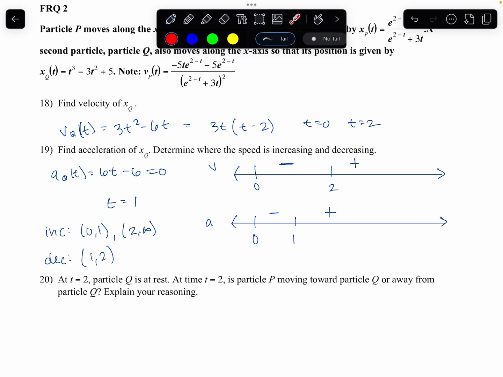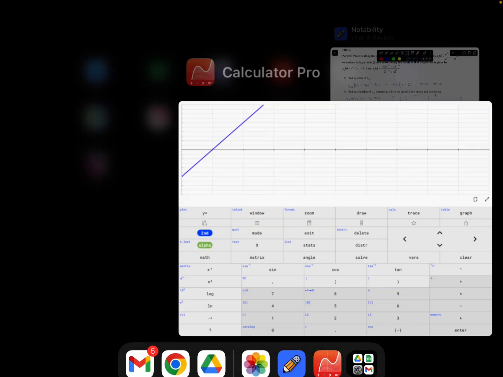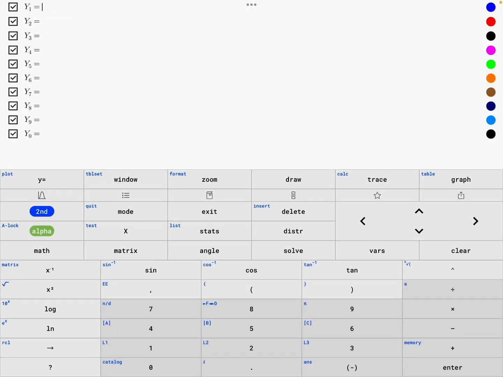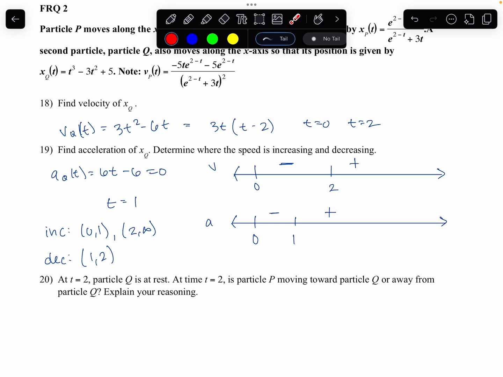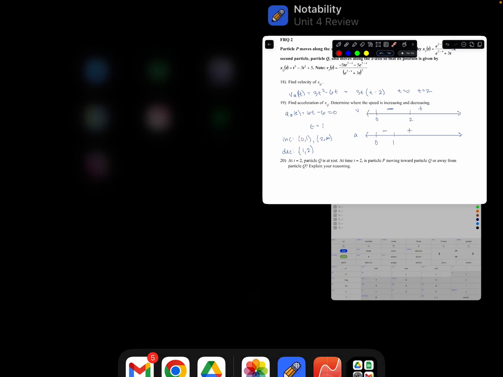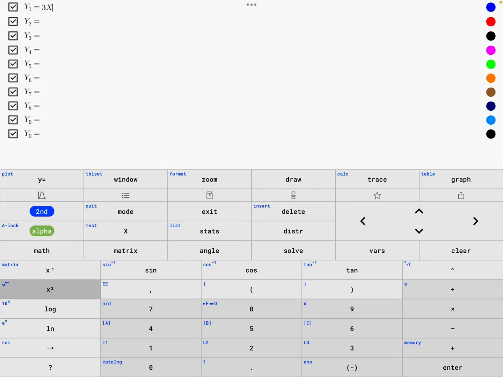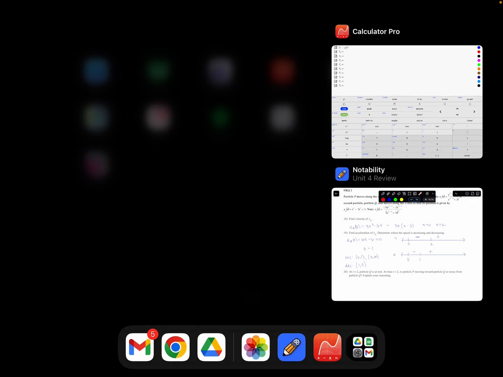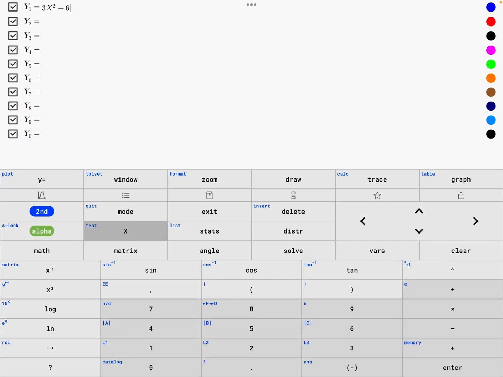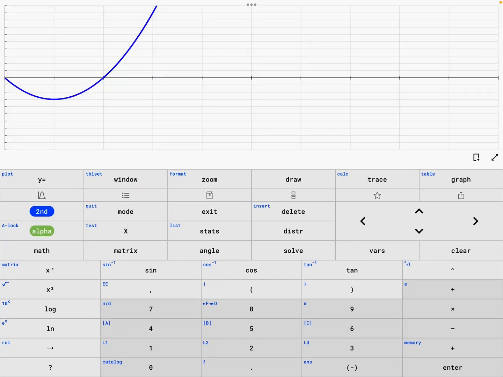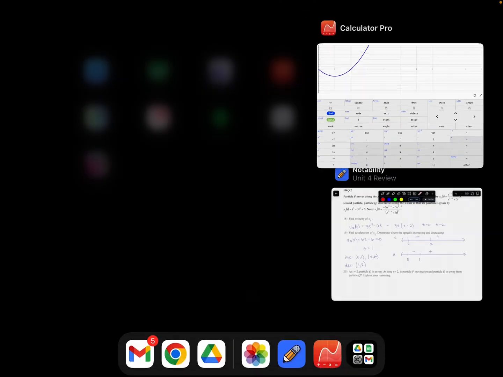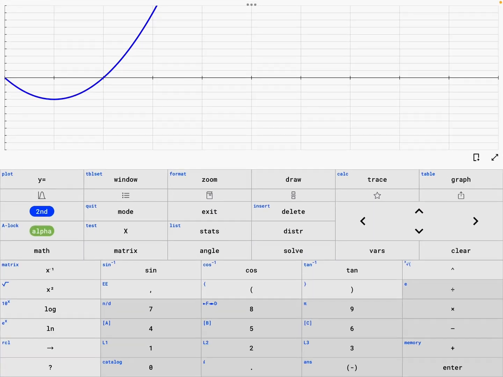So there you go. You can see that just right there. Now, if we were to go back to just having the graph of v of t, you could say 3x squared minus 6x. And if we go back to graphing it, you can also see it from this graph right here. So at t equals 1, you can see where it has a minimum.